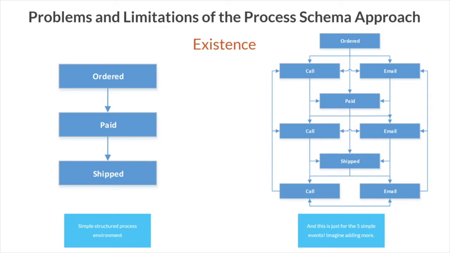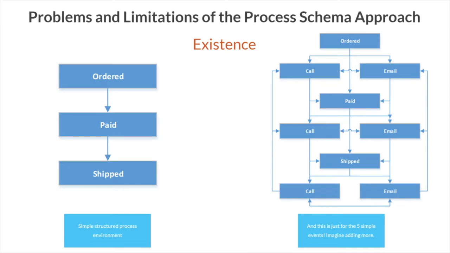We'll start with existence. The first problem here: not every process comes with a well-organized model which looks like a flowchart. Whether it's a case management or an ad hoc process, or virtually any business environment in which a decision for the next step is made based on the previous step, the schema falls apart very quickly. That happens even in structured environments.